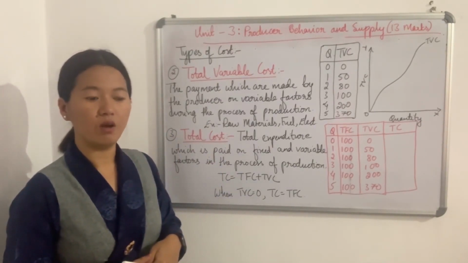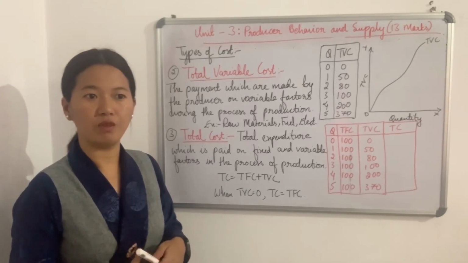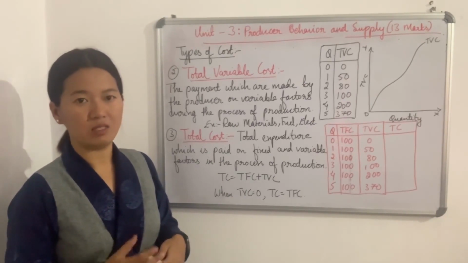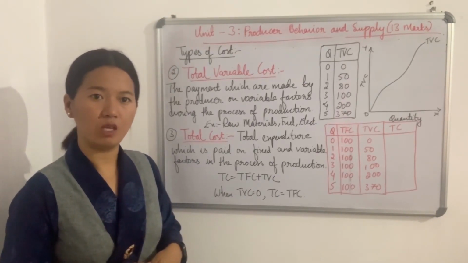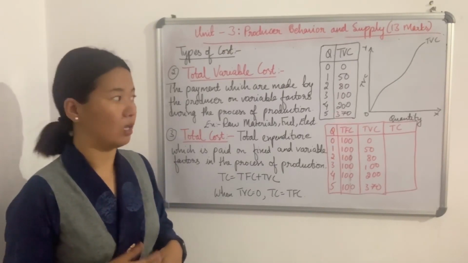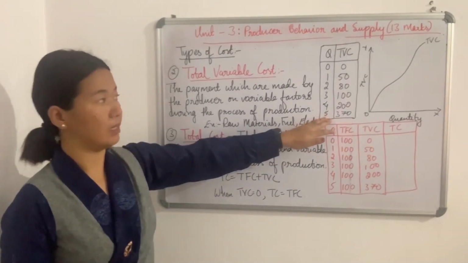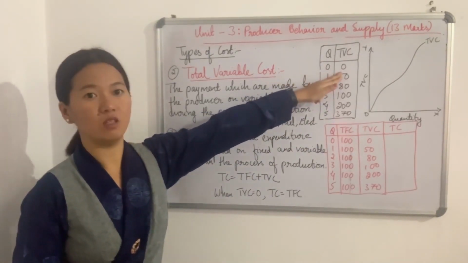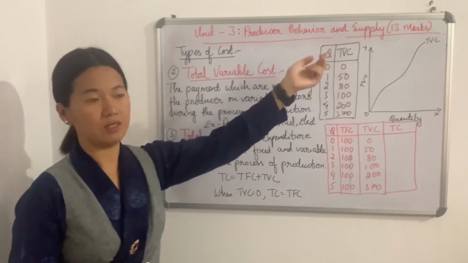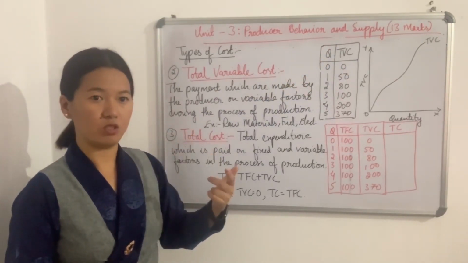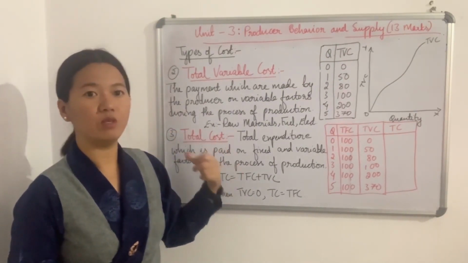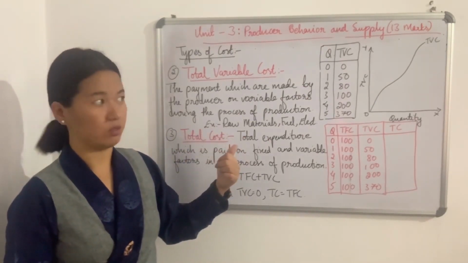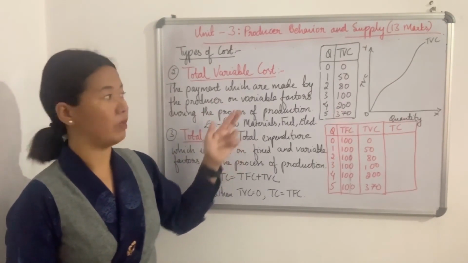So the variable factors, since from the name itself we know that it will change according to the change in production. So in the same way, the variable cost will also change or vary according to the changes in the output. From the table we can see that when there is zero production, the total variable cost is 0, which means that when there is no production, we don't need labor, we don't need raw material, we don't need fuel, electricity. So these are the variable cost.